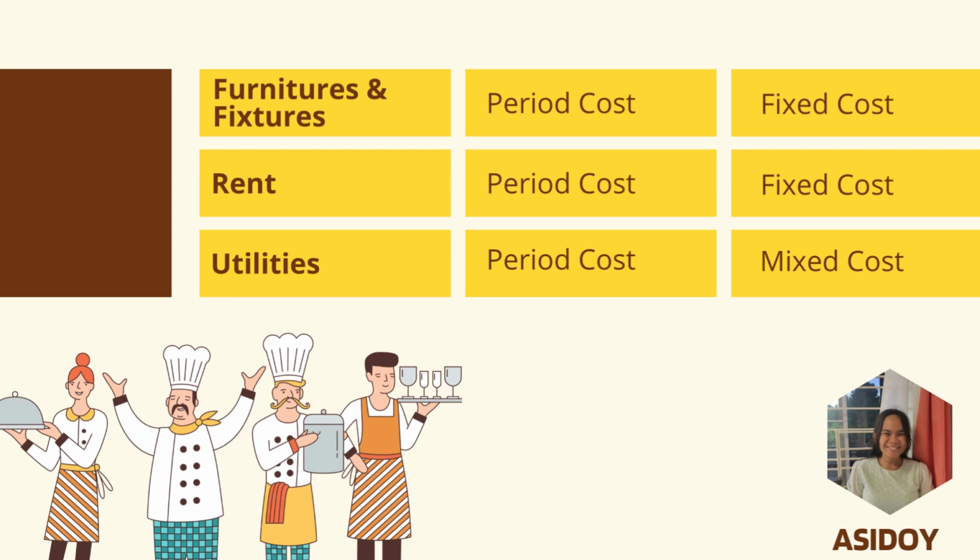Utilities. Utilities such as electricity, water, telephone, and internet charges are period costs as these costs are not directly tied to the production process. These expenses are classified as mixed cost, for there is a charged fixed rate for using a base amount and an additional variable cost will be charged for any usage over the base amount.